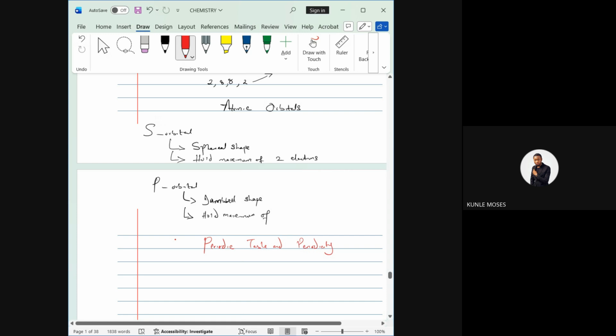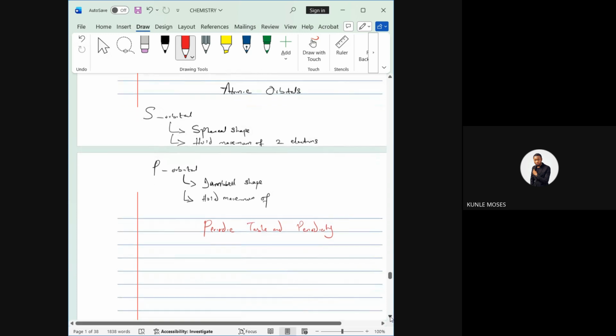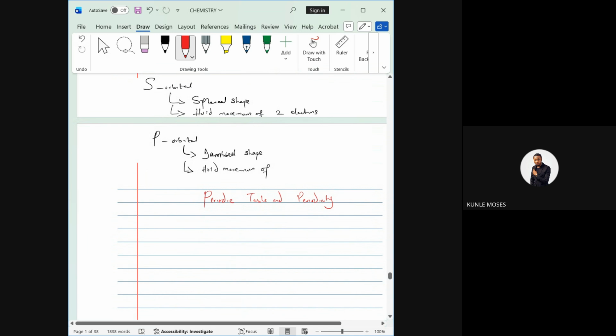So in the periodic table, the first thing you need to know is this. Anybody, do you want to talk? You want to say anything?